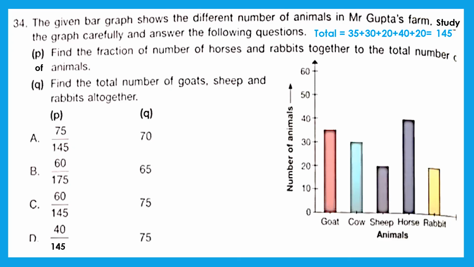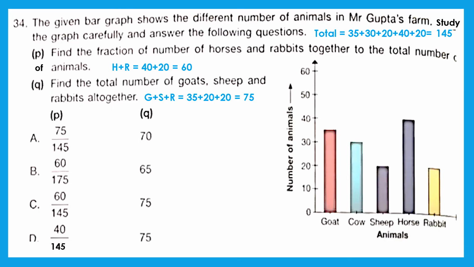Now we have to find the fraction of number of horses and rabbits. So we will add first number of horses and rabbits. And what it would be? It would be 40 plus 20. That is 60. And I told you, when we write the fraction, we write it in a way, the number of asked thing divided by the total. So here the number of horses and rabbits is asked together, which is 60, divided by total, that is 145. So 60 by 145 is the fraction.